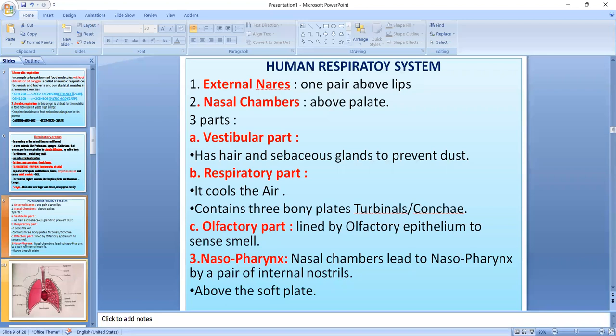Okay, so it includes first the external nares, which are external nostrils. External nostrils: one pair of external nares is present above the lips. Okay, that's fine. Then nasal chambers.